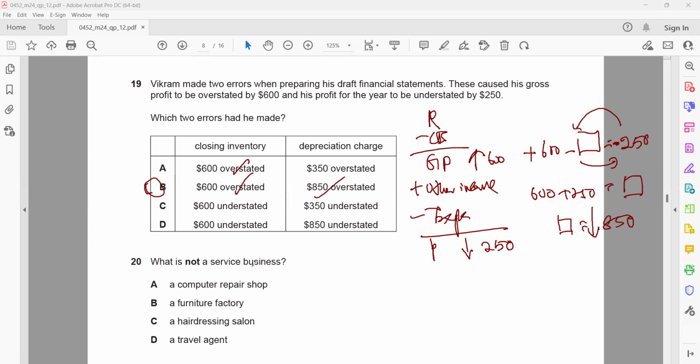What is not a service business? A service business is repairing computers. This furniture, you produce the furniture. That means this is a product that you have. The answer should be B.